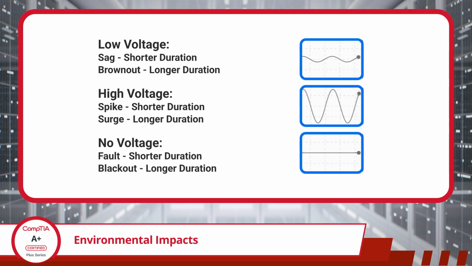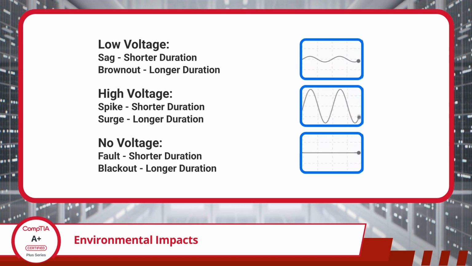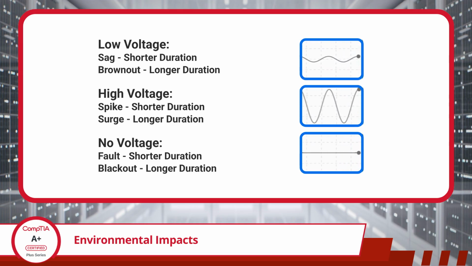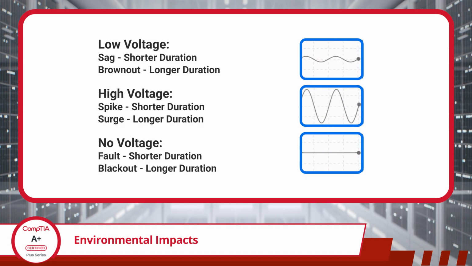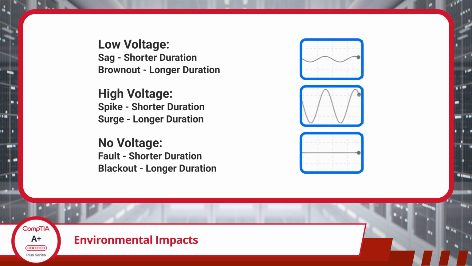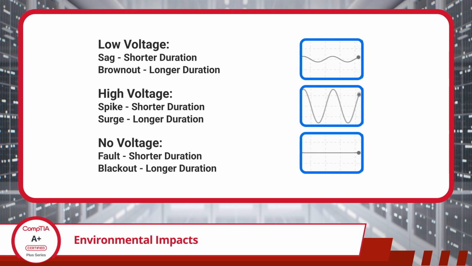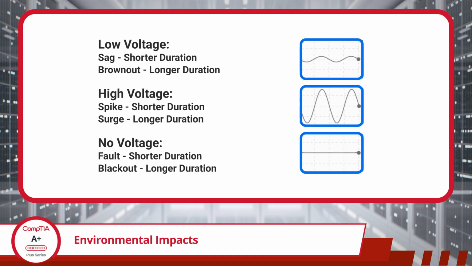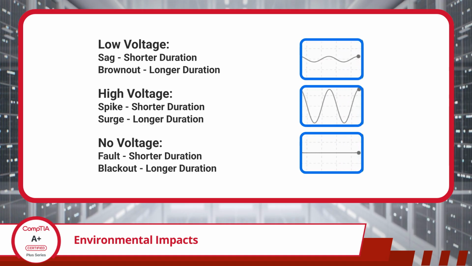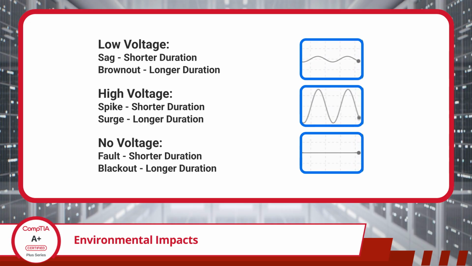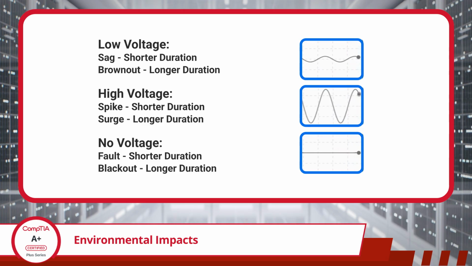Finally, we have no voltage events, where power cuts out entirely. A fault might cause a momentary disruption, but a blackout can last much longer and lead to hardware damage or data loss. An uninterruptible power supply is critical here, as it can provide enough power to keep your systems running for a brief period of time. If the blackout occurs for an extended period of time, you may find that your uninterruptible power supply is not enough. At this point, you might need to consider a generator to maintain operations long term.